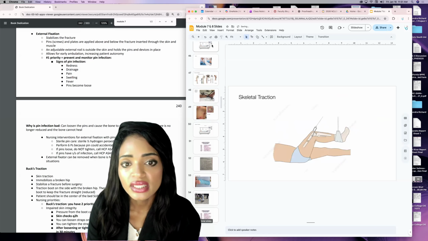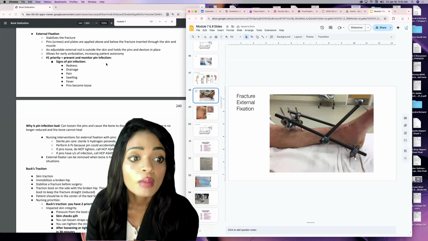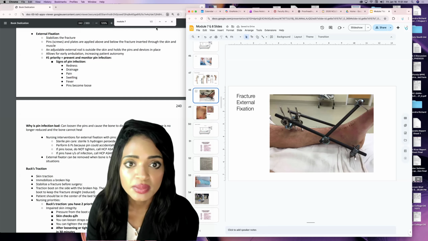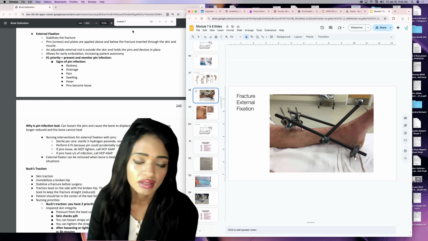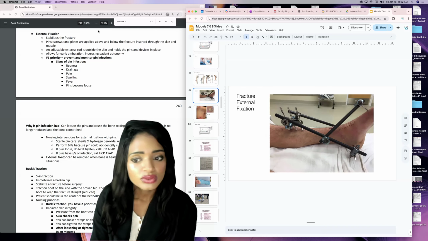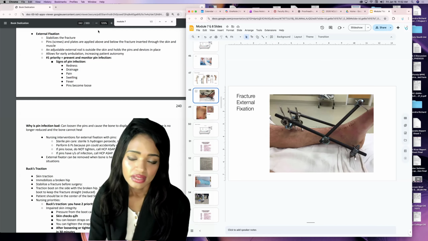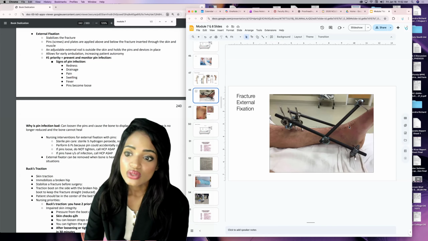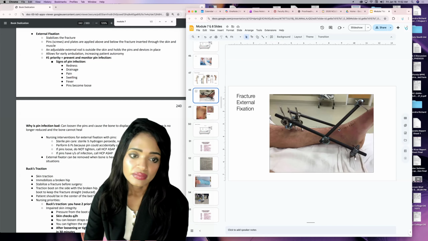Oh, what did I do? Let me put the picture back up. What kind of reduction did the patient have to have? Not closed reduction. They have a surgical scar right here.